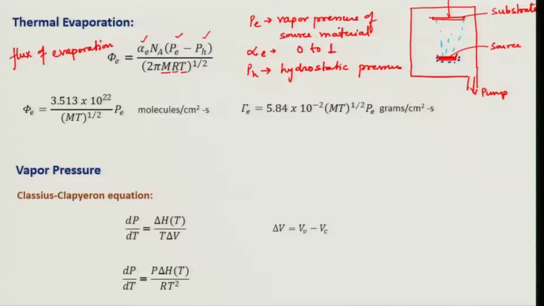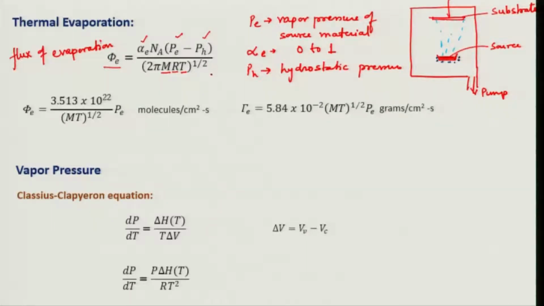So, your vapor pressure has to overcome the hydrostatic pressure. And this is the flux in number of molecules per unit time per unit area. So, this is the flux of evaporation. If I have a source at a temperature T, how many molecules are being vaporized per unit time per unit area of the source. This is important. This is per unit area of the source.